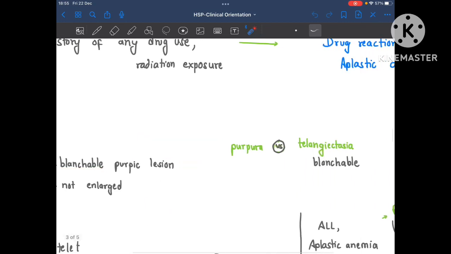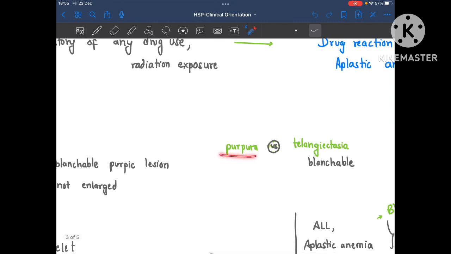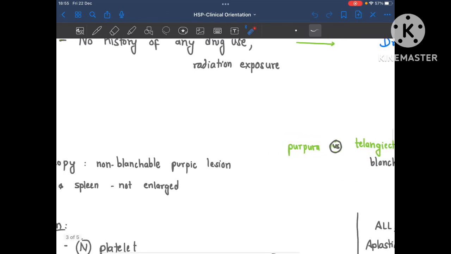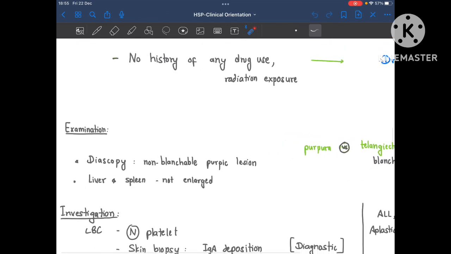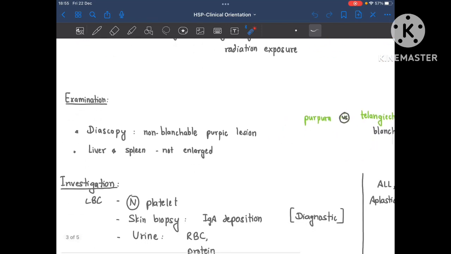So we will distinguish purpura from telangiectasia. Telangiectasia is simple vascular dilatation, while purpura is extravasated RBC. This is how we differentiate a purpuric rash from telangiectasia by diascopy. Now, liver and spleen are not palpable.